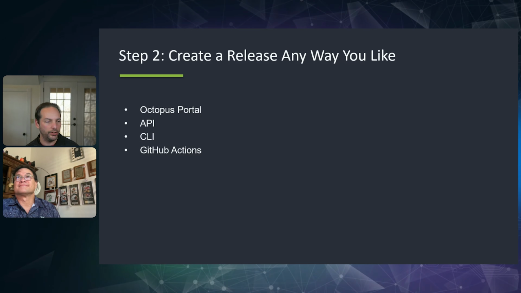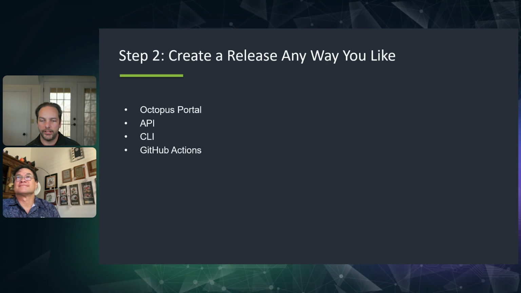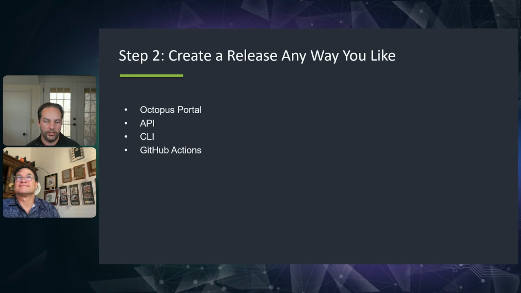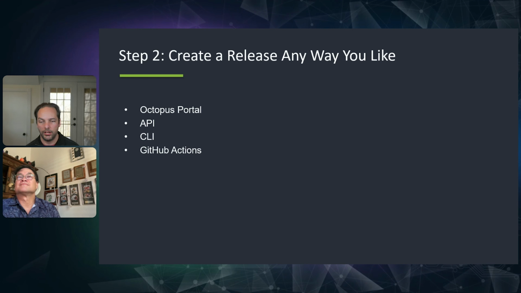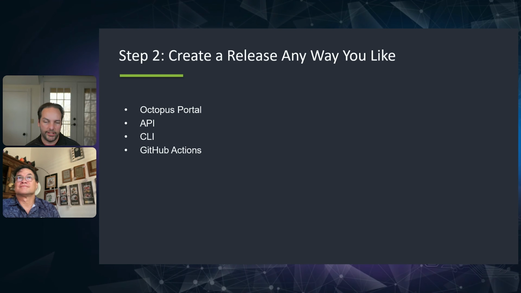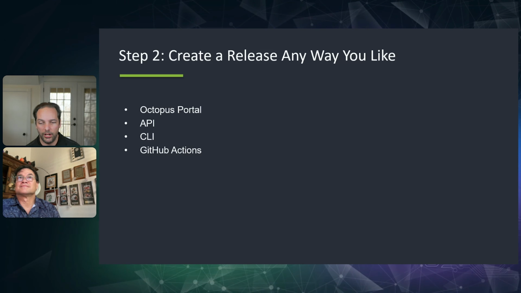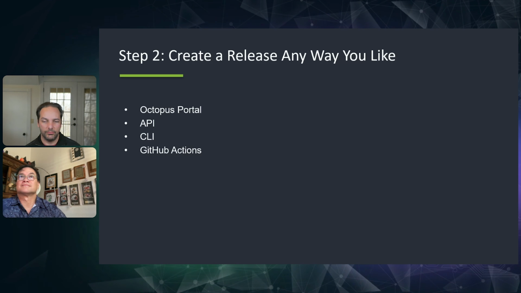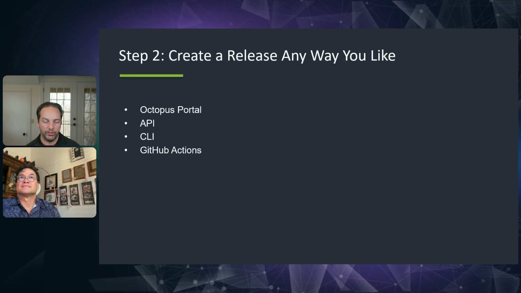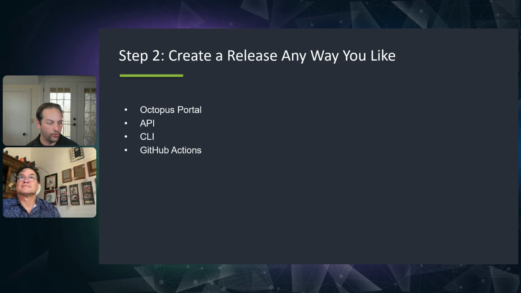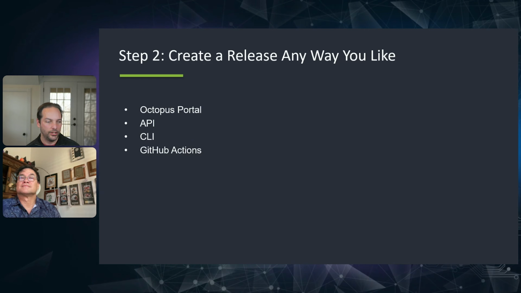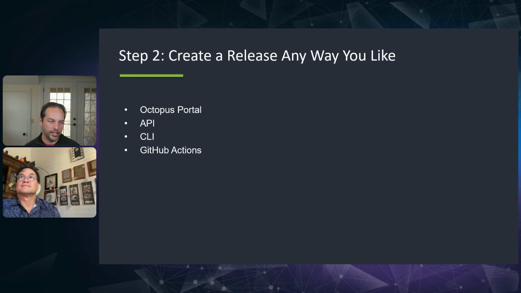So step one, you can do that today. The next thing to do is to create a release any way you like. So you can do that through the Octopus portal, through the website. They have a very nice API. They have a very nice CLI. So the CLI is how we were able to do a lot of the implementation for ephemeral environments before it actually existed in Octopus. You know, you could make a CLI call to create a tenant, for example.